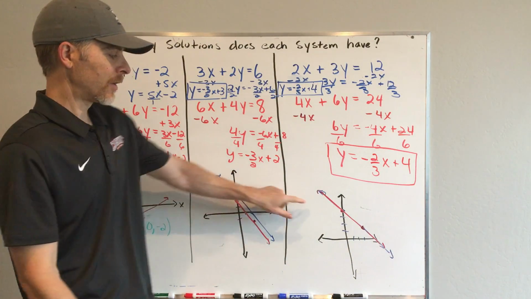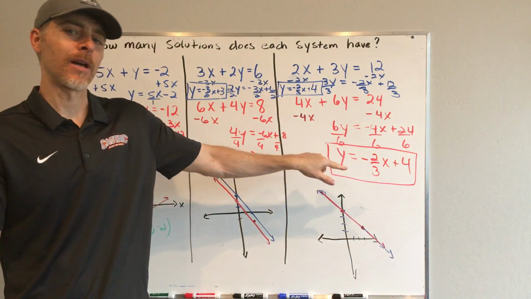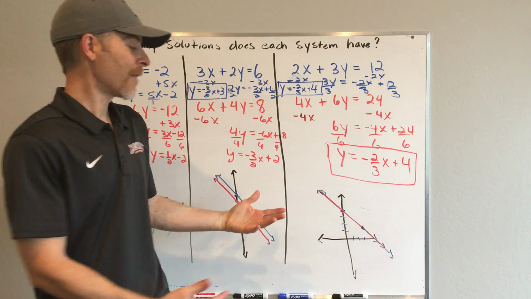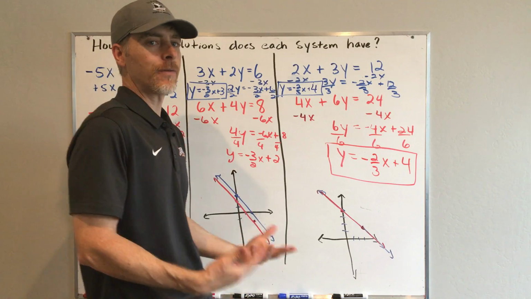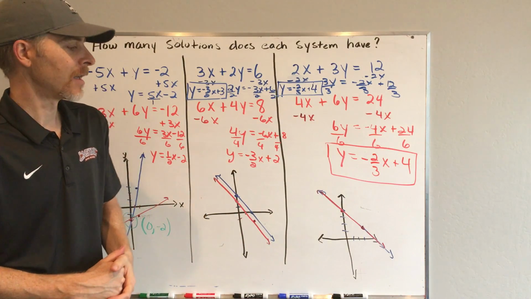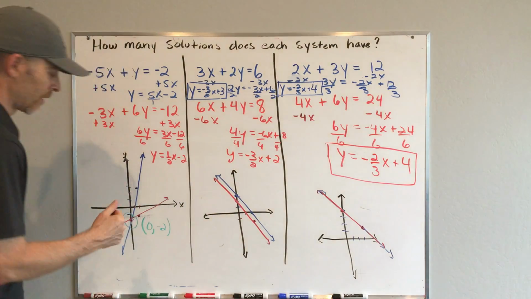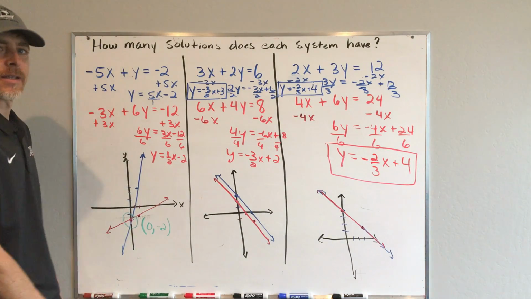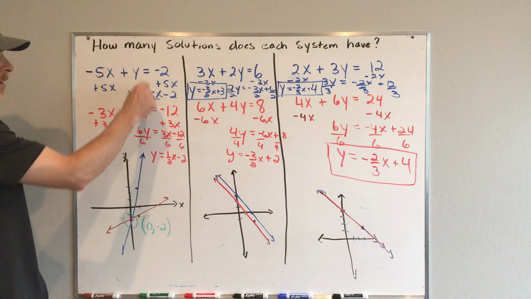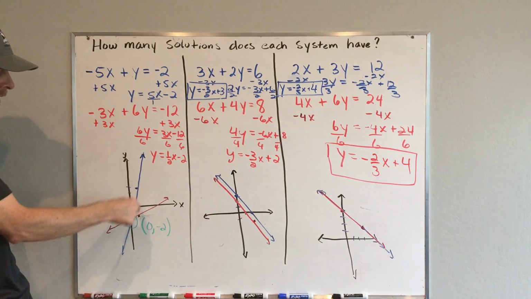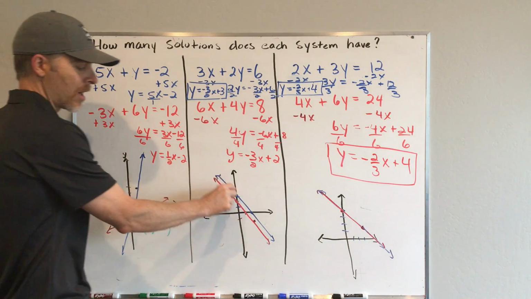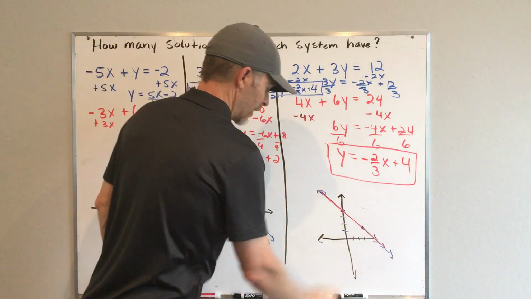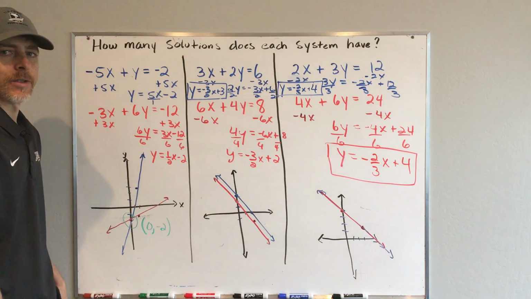So how many solutions do these two lines have in common? Well, they have all their solutions in common, so they have infinite solutions in common. So those are the three things that can happen when you're solving a system of equations that has two equations. You can get one solution, no solutions, infinite solutions.